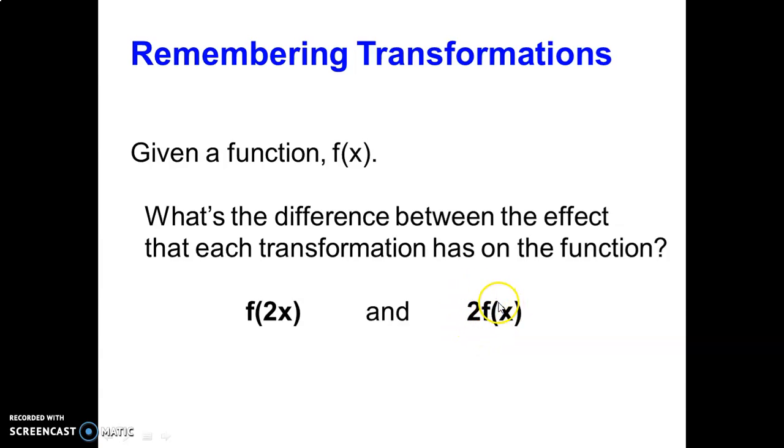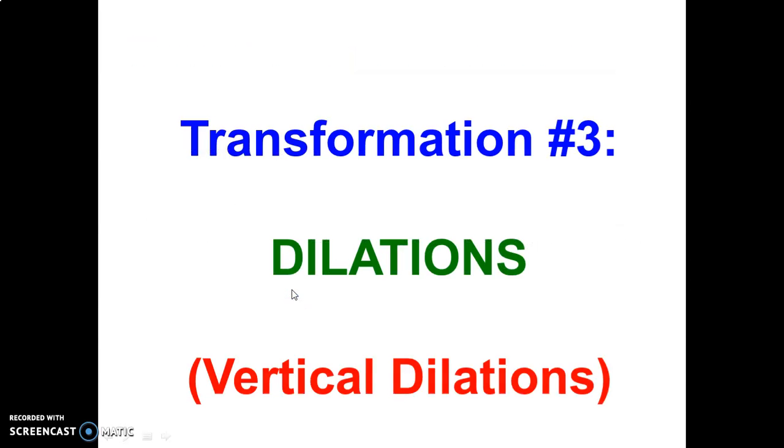This one here is a vertical dilation or vertical stretch or compression because the multiplier or the scalar is in front of the entire function. When it's in front of the entire function, it affects the y values. This one, the 2 or the multiplier, is inside the function there with the x. Therefore, its effect is on the x values. Therefore, this is a horizontal dilation. So let's take a look at those in detail. So we'll begin with vertical dilations first.